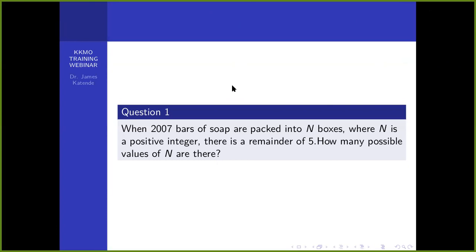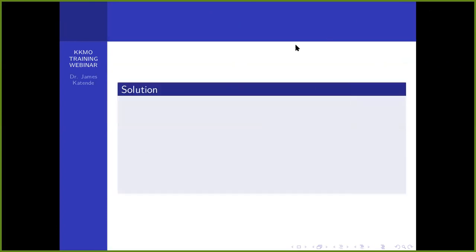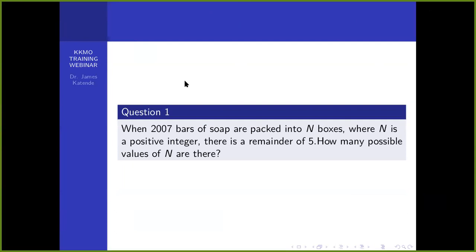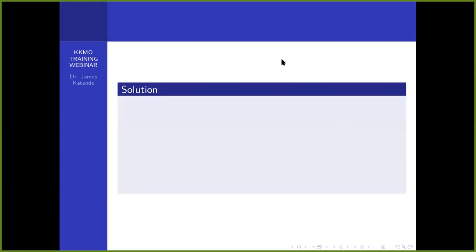Any ideas? My answer was 120. Is that on the right track? It's a little too generous. For me, I got 14. Yes, 14 is correct. Do you want to share your solution, or do we go to our solution? I don't mind sharing my solution.